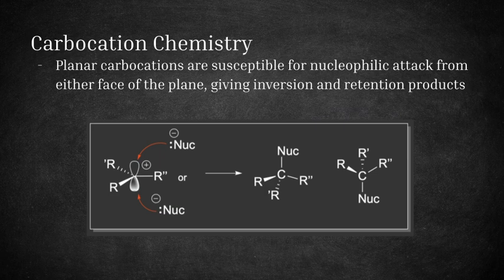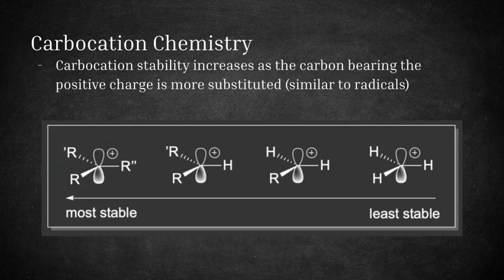We've observed the stereochemical implications of the planar carbocation intermediate in SN1 reactions. Because the carbocation is planar, the nucleophile can attack from either face, leading to a mixture of products with both retention and inversion of configuration. When discussing carbocation stability, we noted that more substituted carbocations are more stable, similar to radicals, as they benefit from the inductive effects of adjacent carbon atoms, which help disperse the positive charge.